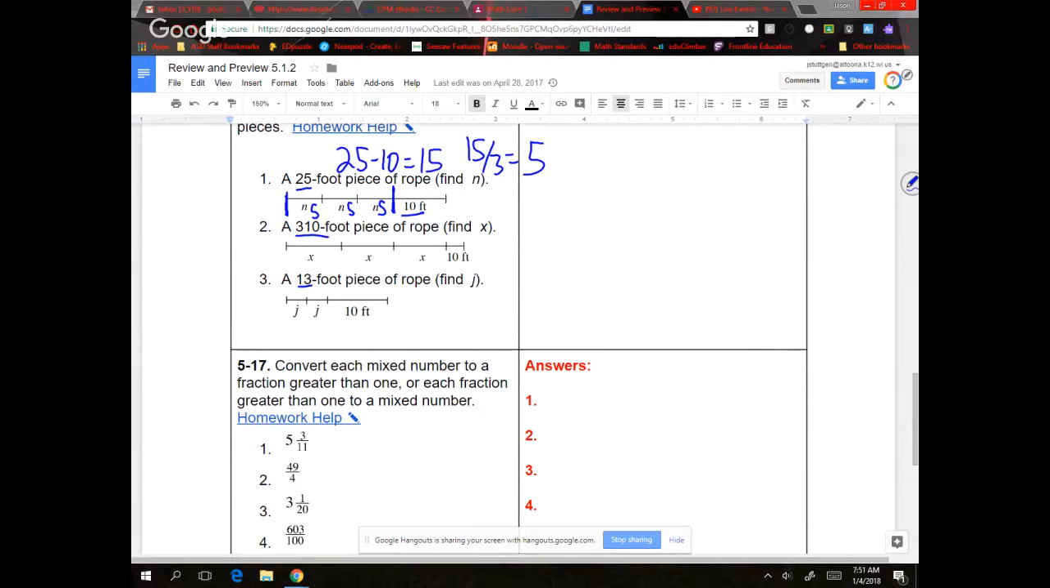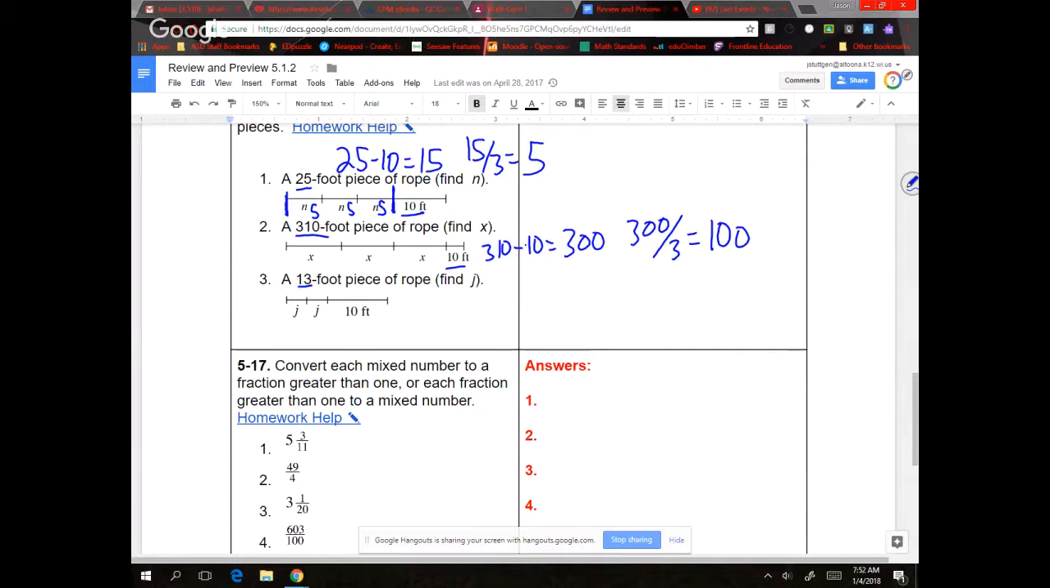Next one, same kind of a principle. We have 310. I know this is 10, so I'm going to minus 10 and get 300. Again, I have 3 of them. I have 3 x's, 3 unknowns, so I'm going to divide that by 3, and we should all know that 300 divided by 3 is 100.